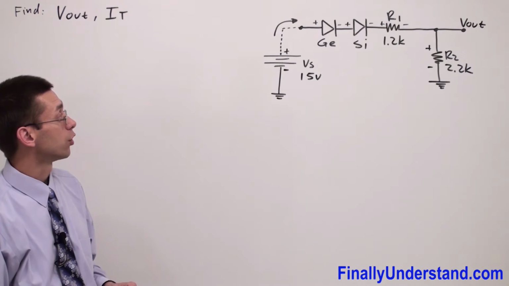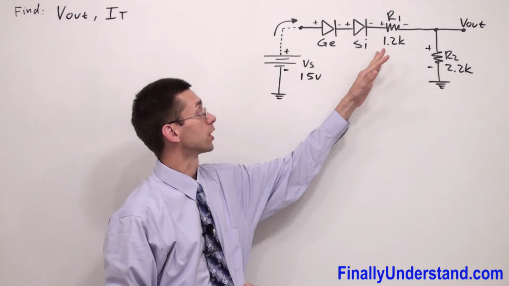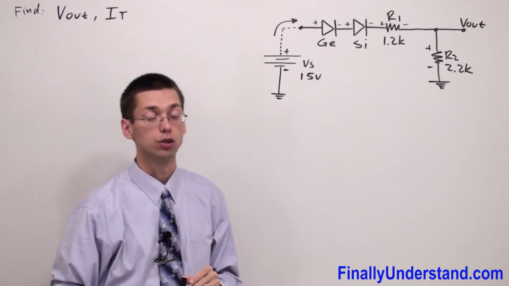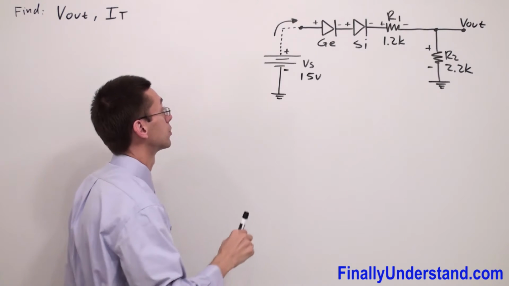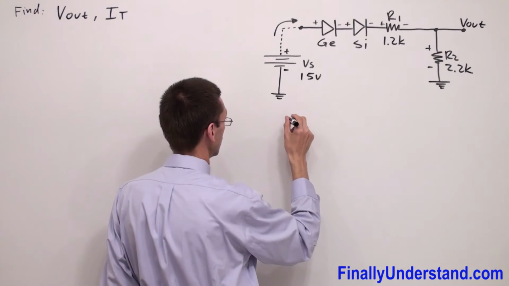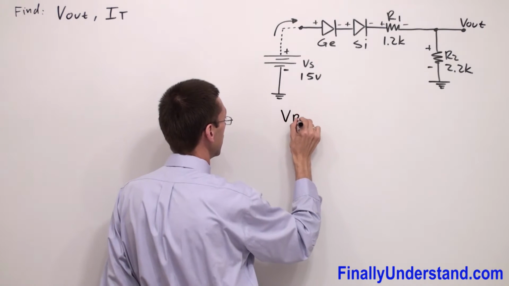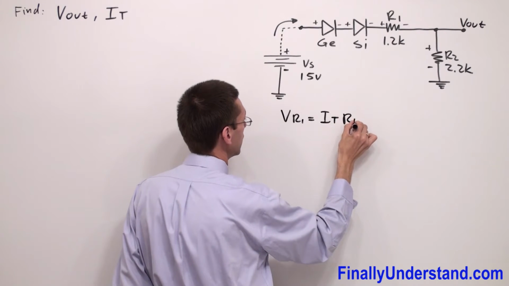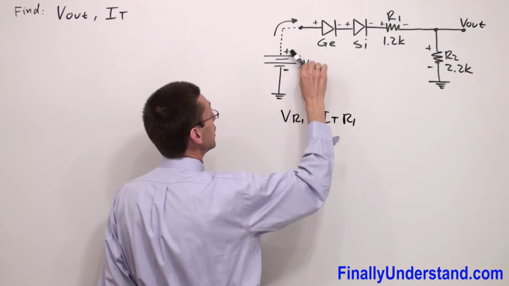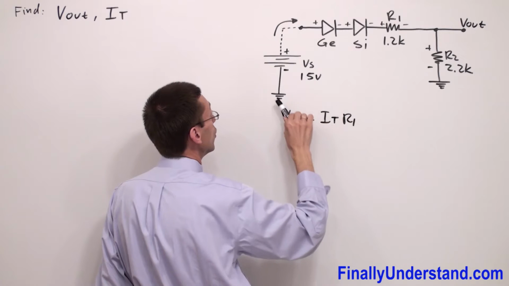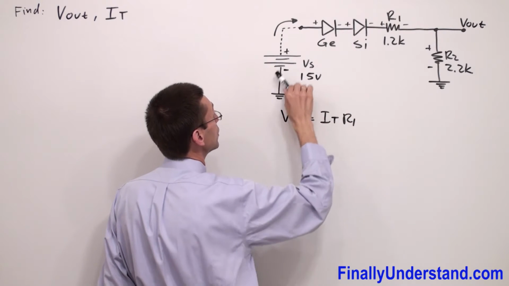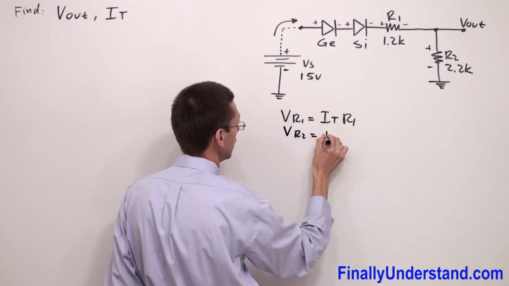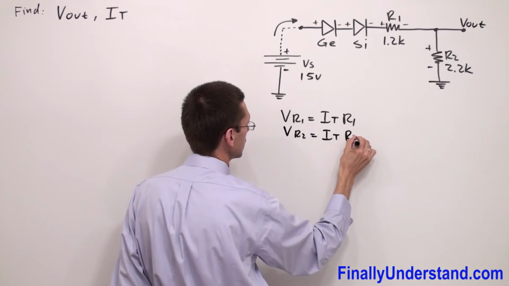Now we're going to talk about the voltages across resistors R1 and R2. Don't forget that in order to find the voltage across these resistors, we are going to use Ohm's law. So I can write that VR1 is equal to I total times R1. I say I total because in this circuit we are going to have just one current, because this is a series circuit. And I have VR2 is equal to I total times R2.